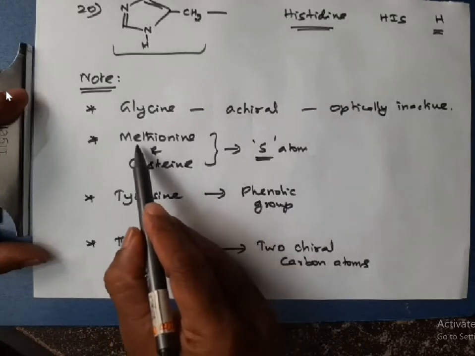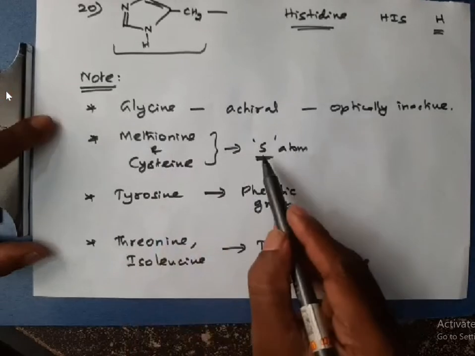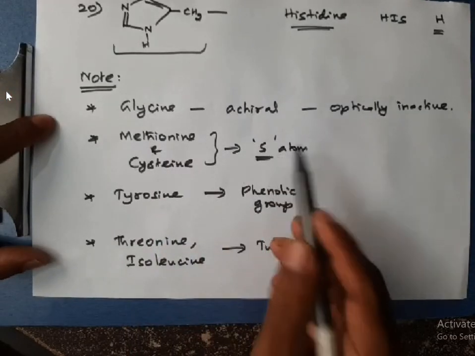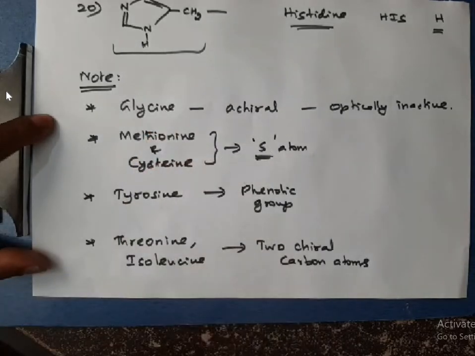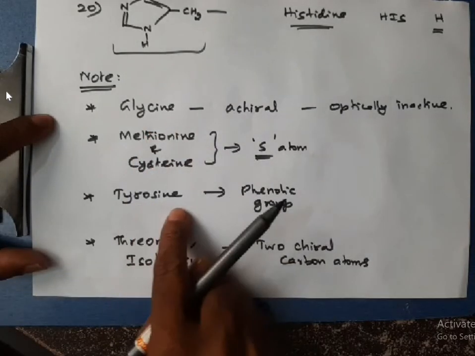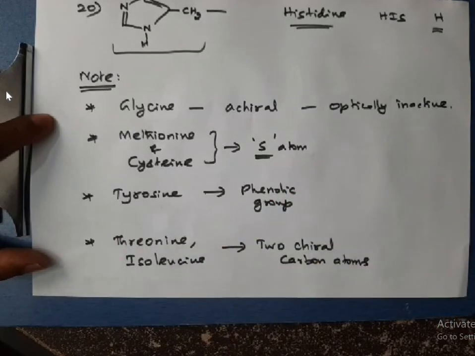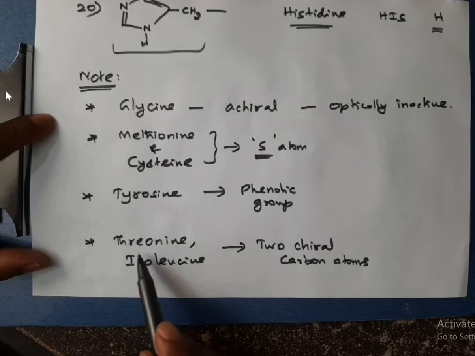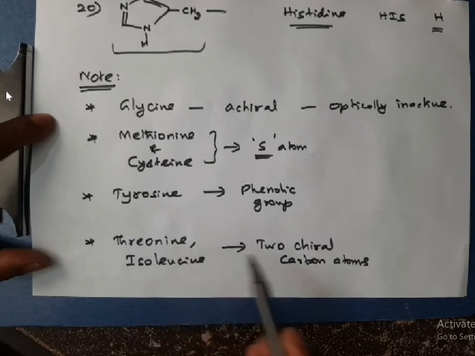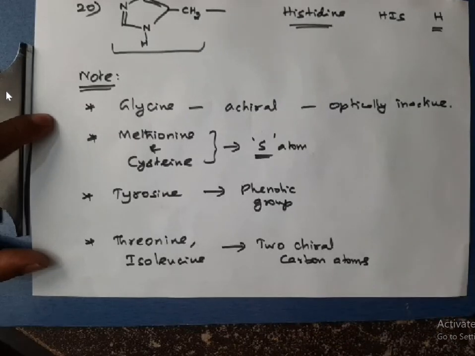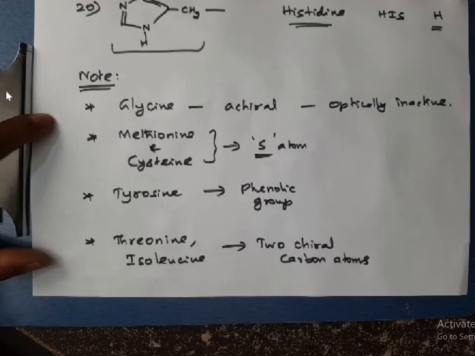Then the two amino acids methionine and cysteine contain a sulfur atom. So the sulfur-containing amino acids are these two, methionine and cysteine. Then the amino acid tyrosine contains a phenolic group. It will give a characteristic color with neutral ferric chloride. Then these two amino acids, threonine and isoleucine, contain two chiral carbon atoms compared to other amino acid units.